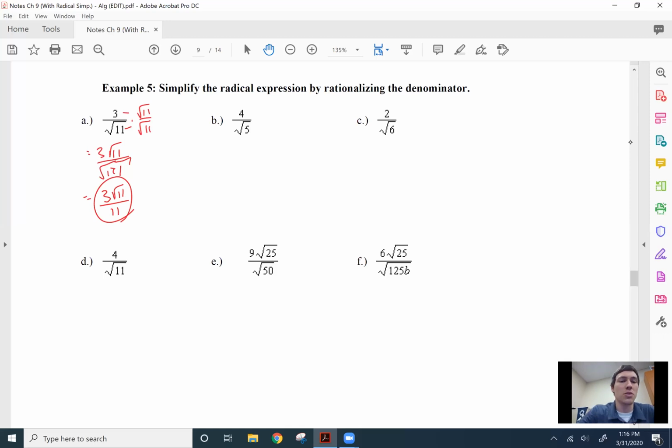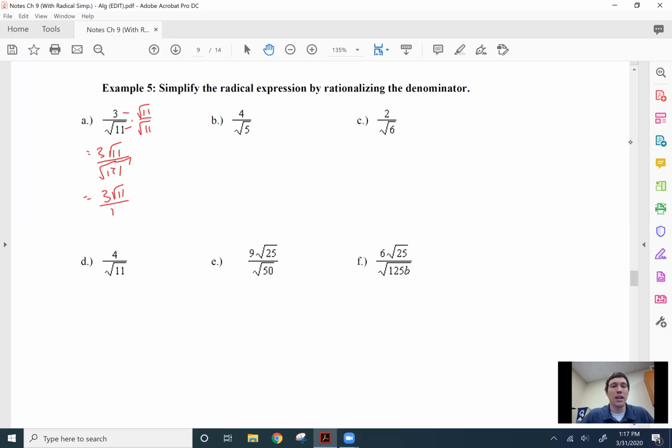Well, that's interesting. Square root of 11 times square root of 11 is 11. Ms. Dorr, is that how it works every single time? Oh, great question. Yes, it is, because square root of 3 times square root of 3 is square root of 9. Guess what square root of 9 is? 3. Square root of 7 times square root of 7 is square root of 49. What's the square root of 49? 7. That is how it'll work every single time.